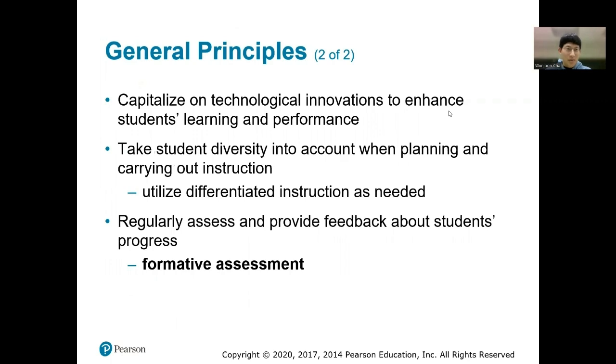And the other general principles are quite straightforward. Living in the 21st century, we should know how to capitalize on technological innovations to enhance students' learning and performance. And students' diversity cannot be overemphasized. We should always take students' diversity into account when planning and carrying out instruction. And we are going to learn this toward the end of the semester. We should regularly assess and provide feedback about students' progress using formative assessment.